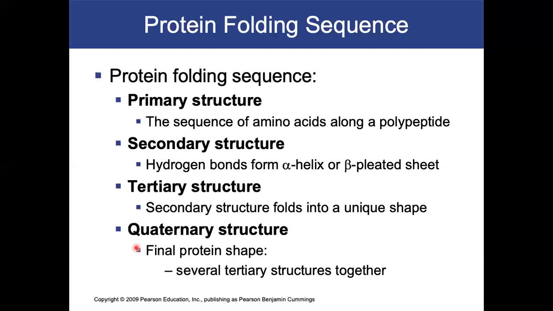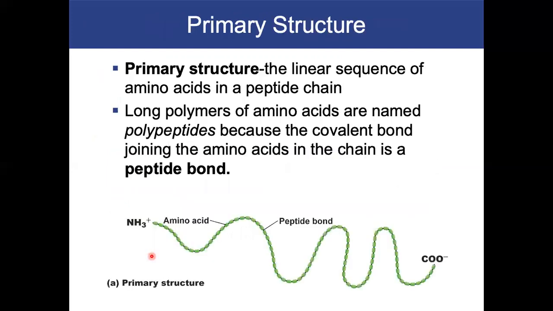This usually happens in the rough endoplasmic reticulum. This gets shipped to the Golgi, and then the Golgi is going to put it together to be functional and then ship it out. So it's either going to stay inside the cell or get kicked out of the cell. Here's a primary structure. So this is just an amino acid stuck to amino acid stuck to amino acid. These are called polypeptides because the covalent bonds are a peptide bond.